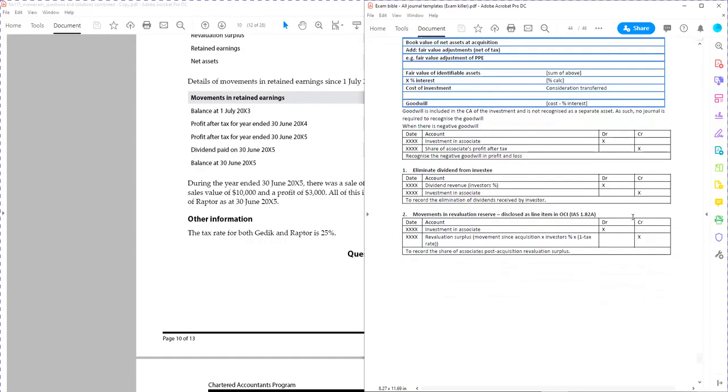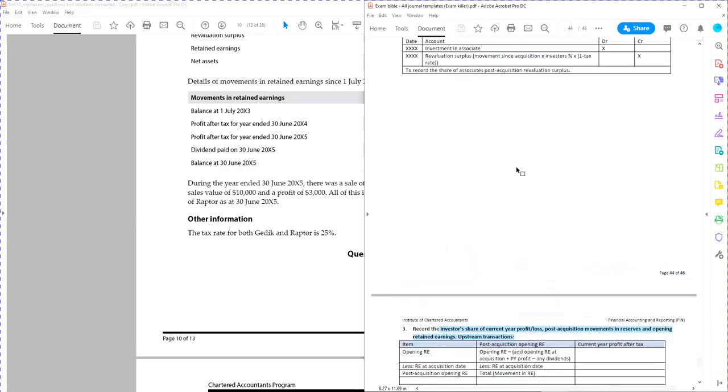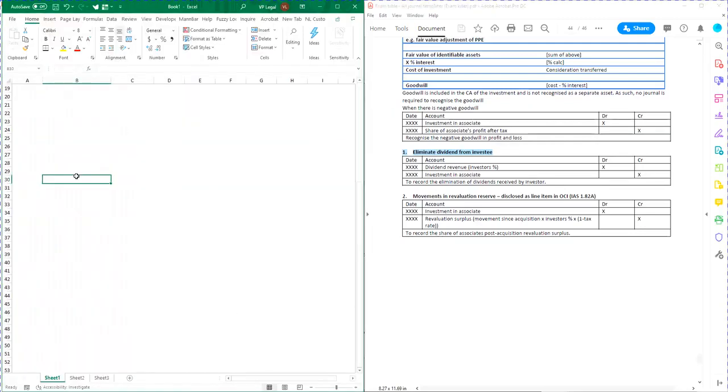Then these are the dividends that we need to actually record, and we need to do the investor's share of current profit and loss, acquisition movement reserves, and opening retained earnings. Fortunately, we just follow the structure and it should help us get the right answer using this template. The first journal, number 1, is to eliminate dividends from investees. First I'm going to write out all the templates that we need, and then we're going to add in the numbers from the exam.